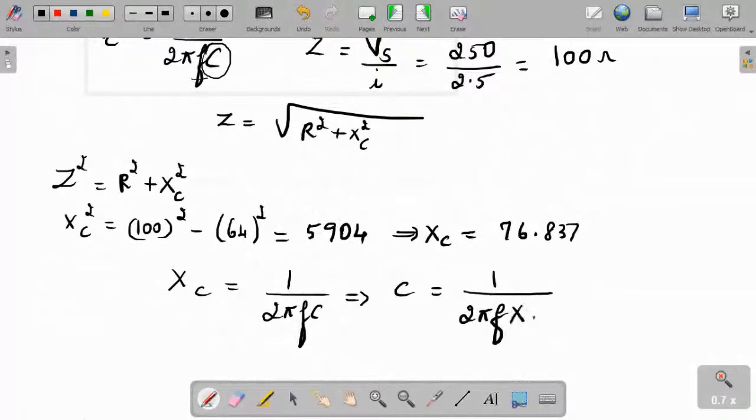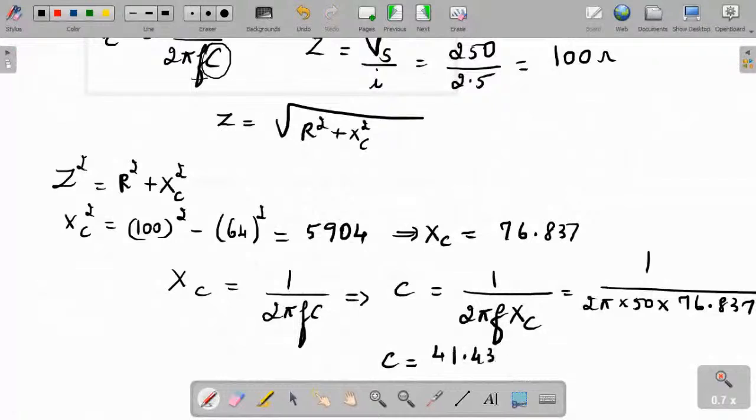So just substitute. 1 divided by 2 pi into F, which is 50 Hz, into XC, which is 76.837. Solve பண்ணீங்க அப்படின்னா you get the capacitance value as 41.43 microfarad. 41.43 microfarad will be your answer. Okay, hope it's clear.